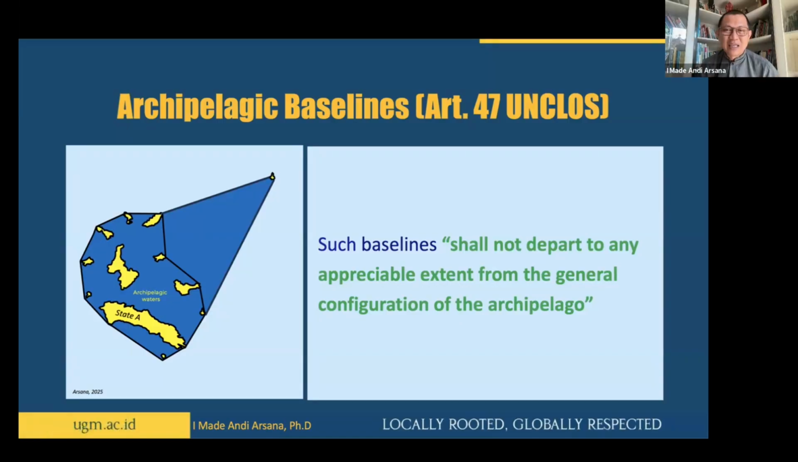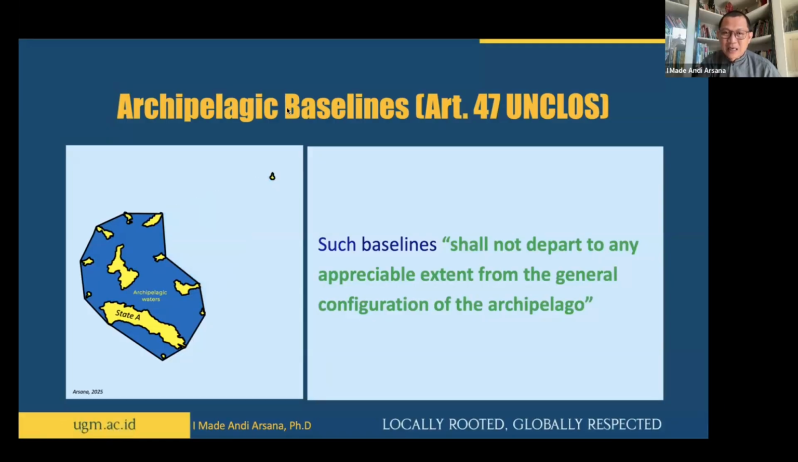So it is actually significantly different from the general configuration of the baseline. So you cannot do this based on this criteria. So this cannot belong to you. So you cannot really have this one. So you have to just be satisfied with this configuration only. So this is your archipelagic baseline configuration. What about this one? So this one, you cannot consider this as part of this, sorry, you cannot have it.